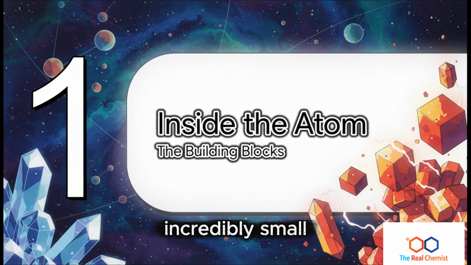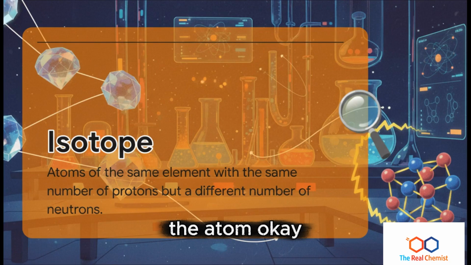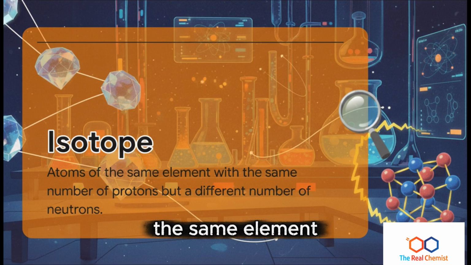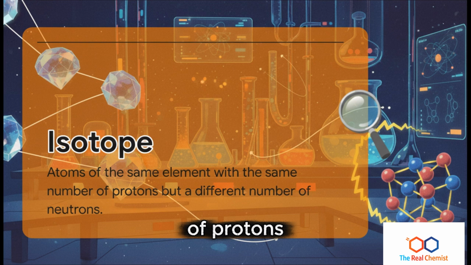We're going incredibly small, right down to the fundamental building block of literally everything you can see and touch, the atom. Okay, first things first. Not all atoms of the same element are identical twins. Nope, you've got isotopes. An isotope is still the same element, it has the same number of protons, that's what gives an element its identity, but it's carrying a different number of neutrons. You can kind of think of them as heavier or lighter siblings in the same family.